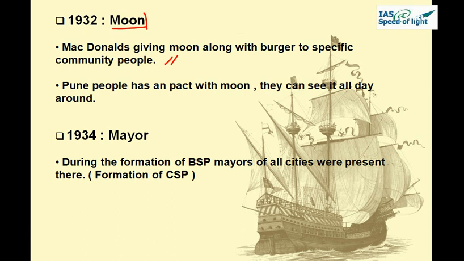1934. 3 is M and 4 is R, mayor. We see the formation of BSP, and during the formation of BSP, mayors of all cities were present there.